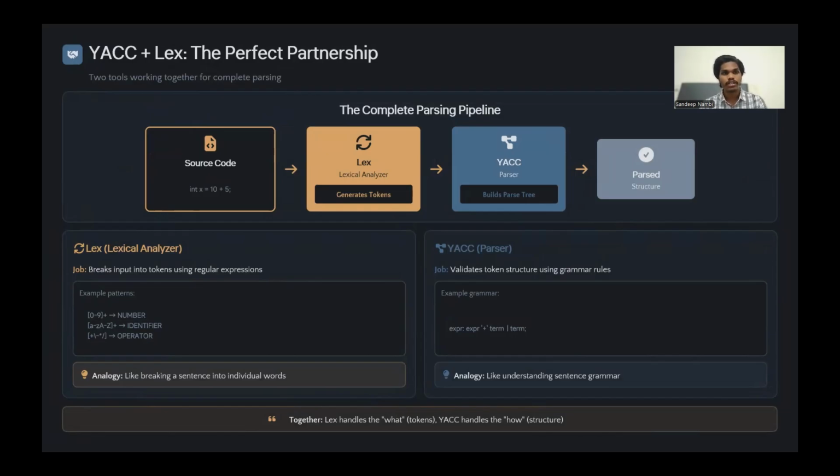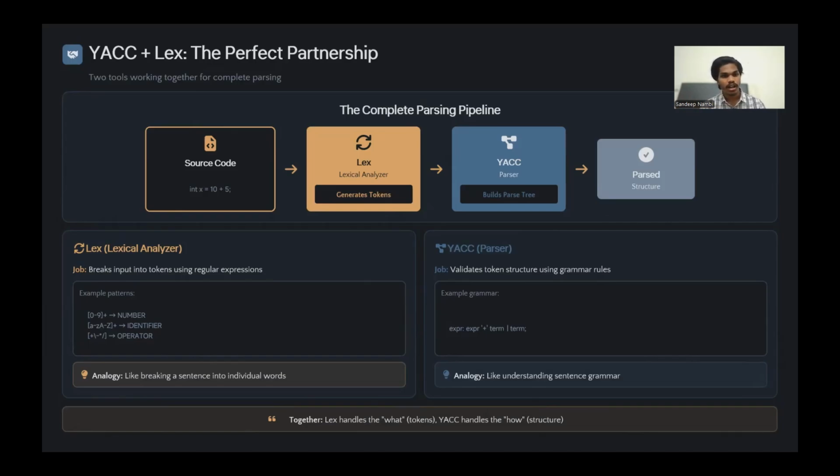Let's understand YACC and Lex, that is lexical analyzer, the perfect partnership. YACC is almost always used together with Lex or Flex. They form a perfect relationship. Lex is a lexical analyzer generator. Its job is to break the input into tokens using regular expressions. For example, we have various patterns, that is 0 to 9 plus, which becomes a number. And we have alphabets plus, which is an identifier. And we have various operators.